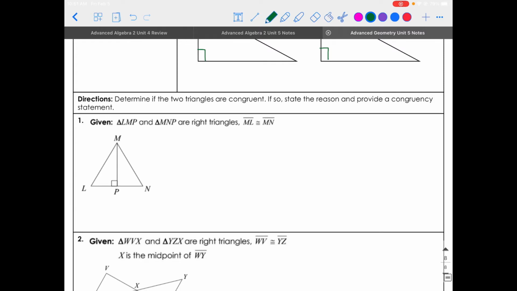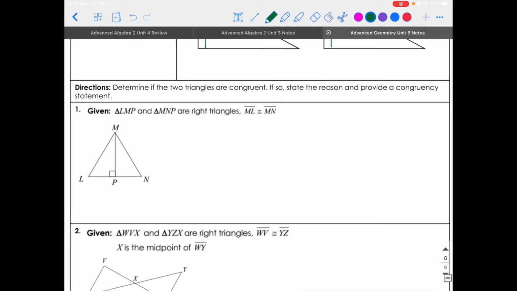So this one tends to be a lot easier. One indication that it might be HL is if you see a right angle somewhere. It's not always the case. Don't just assume because there's a right angle it's HL, but it's a very good indication. That might be the first one you need to check.